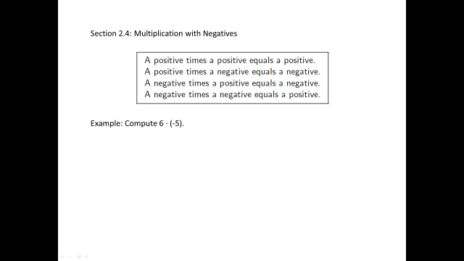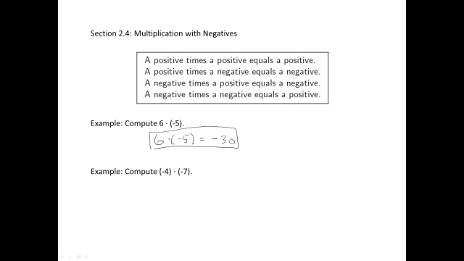Example, compute 6 times negative 5. This is a positive times a negative, so the answer will be negative. And then the number we get from multiplying the two numbers together, 6 times 5 is 30. So 6 times negative 5 is negative 30.